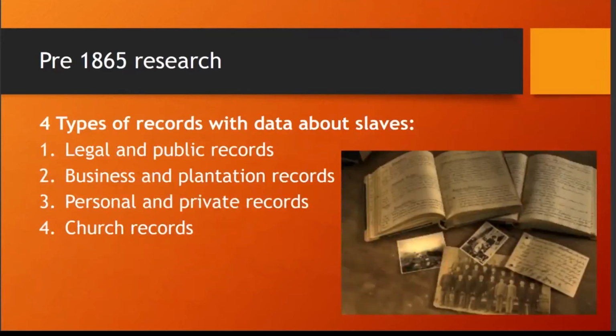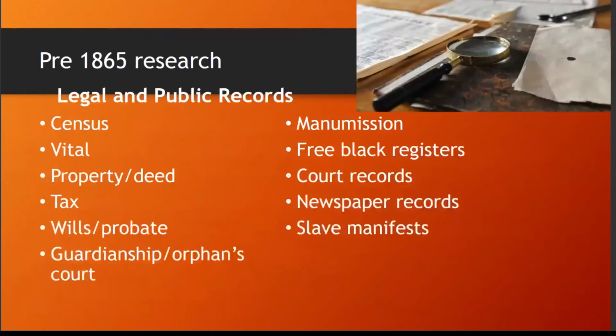There are 4 categories of research that you're going to use in your pre-1865 research. You're going to use legal and public records, business and plantation records, personal and private records, and church records. And there are a number of types of records under some of those categories. Legal and public records has the most types of records, so that's the biggest category we're going to go over.